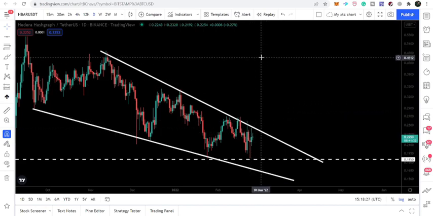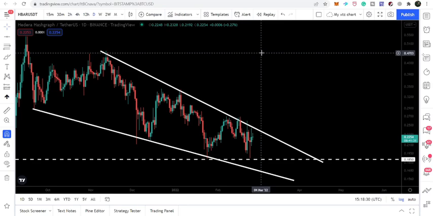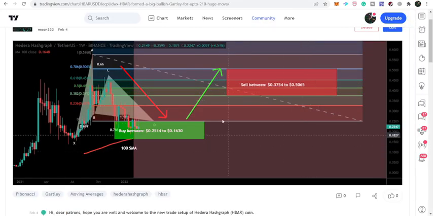The target for this wedge can be the top of this wedge, that is approximately at 47 cents. And you can also follow these targets, that is as per the harmonic reversal pattern, 37.5 cents and goes to 50.65 cents.